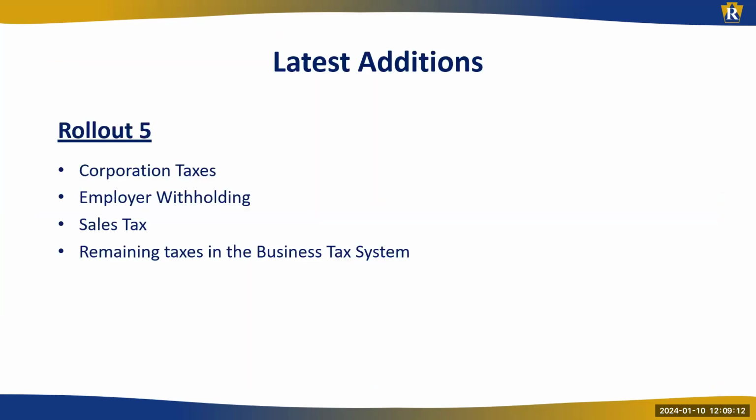And finally, rollout 5, which happened in November of 2022. If you were in business prior to this date, this is the one that impacted you the most as a business owner. During this rollout, we transitioned our business taxes, which includes employer withholding, sales tax, corporation tax, and any remaining miscellaneous taxes into our new system. Additionally, this rollout did replace e-TIDES, which was the previous filing and payment system for business taxpayers. This means that customers now have to use myPATH to file and pay their business tax returns.